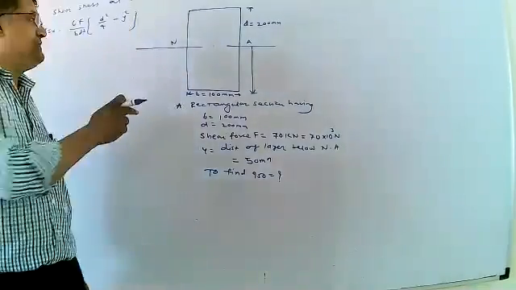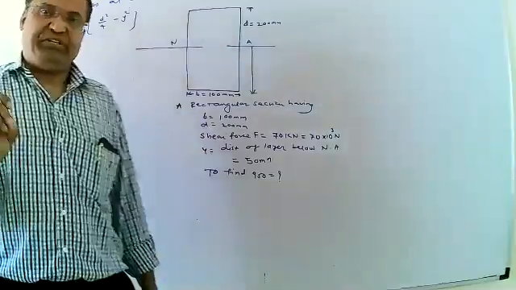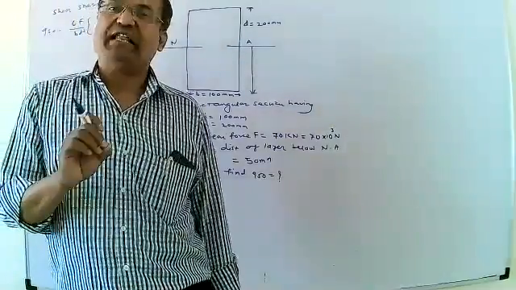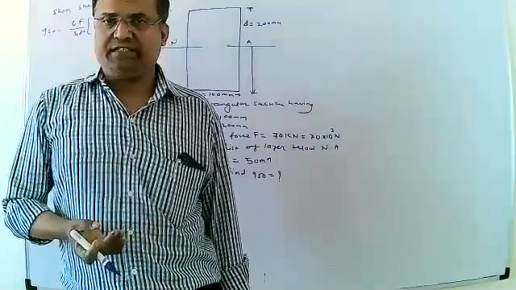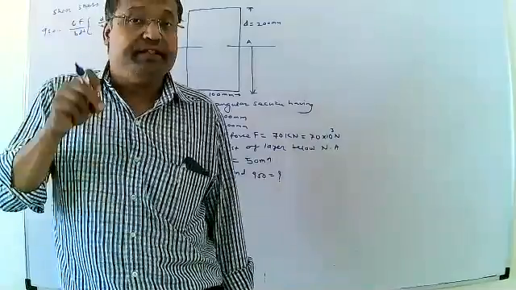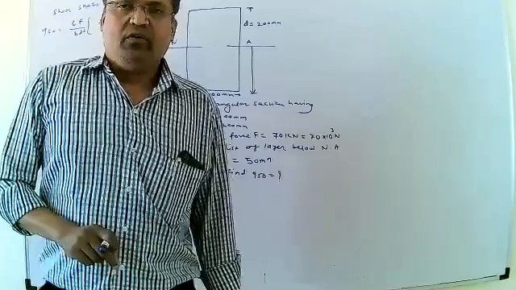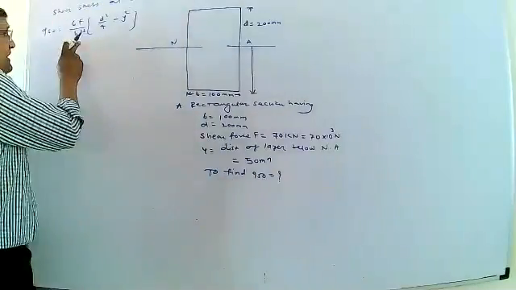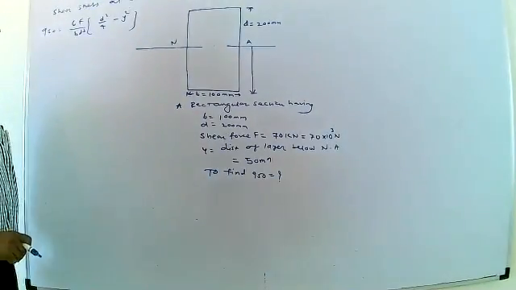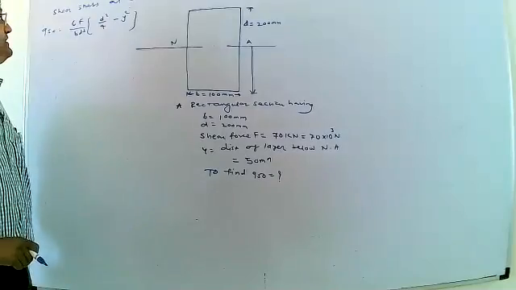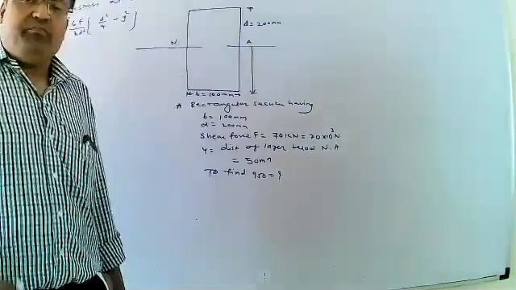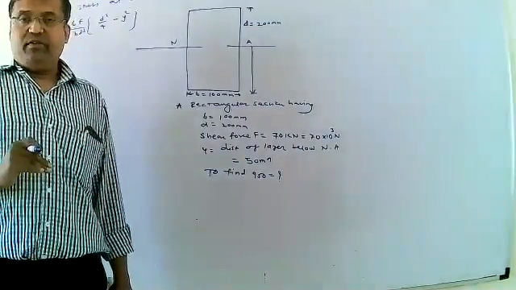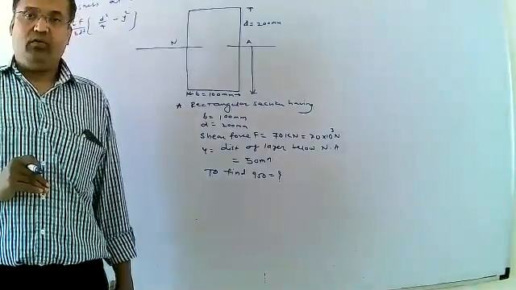Clear? In which condition can you use this formula? If a particular distance is given from the neutral axis, above or below it, in that case only and only you can directly use this formula: 6F upon b d cubed times (d squared upon 4 minus y squared). Here the distance is 50 mm below the neutral axis.